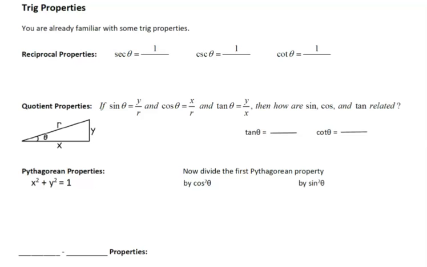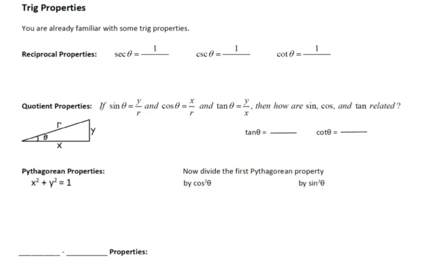These are the first of our trig properties. Properties are just mathematical equations that are always true for whatever value input that you put in, as long as it's defined in the function. We're already familiar with some of the trig properties. We've talked about them earlier in the unit.